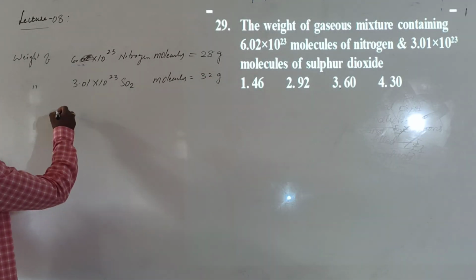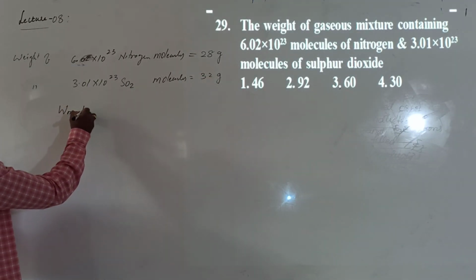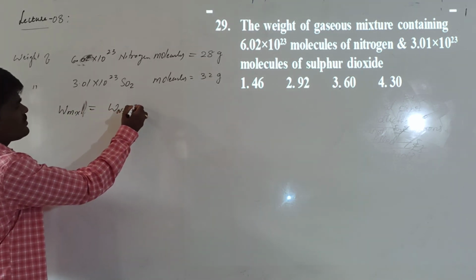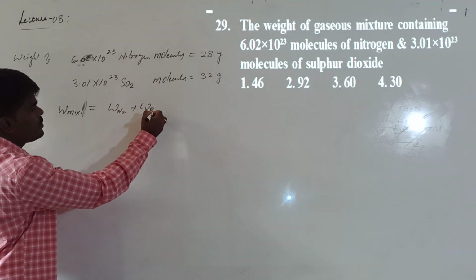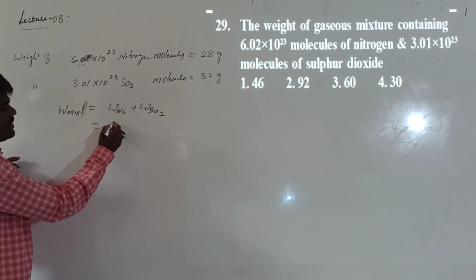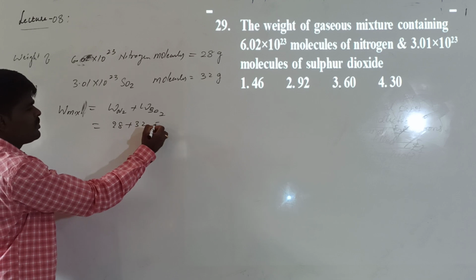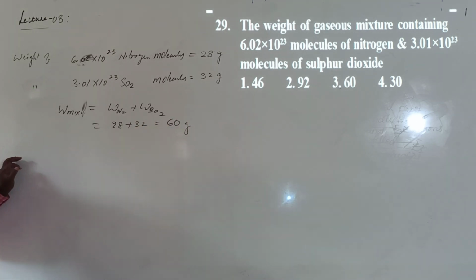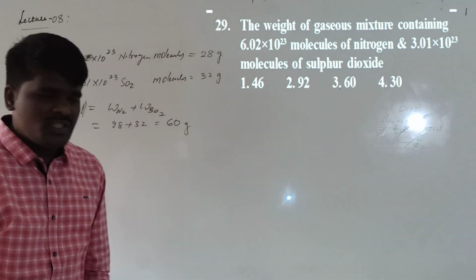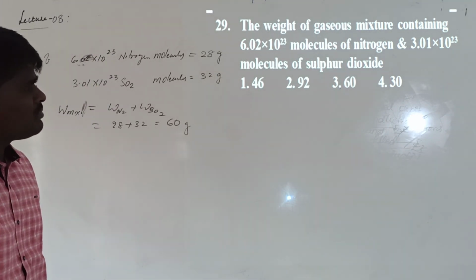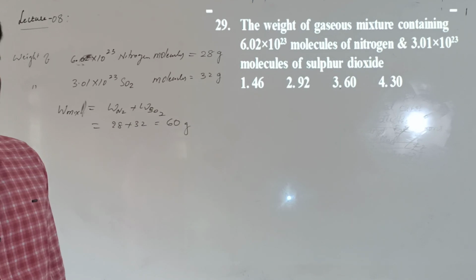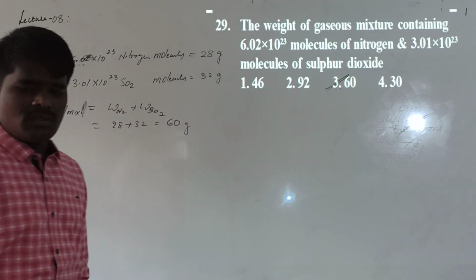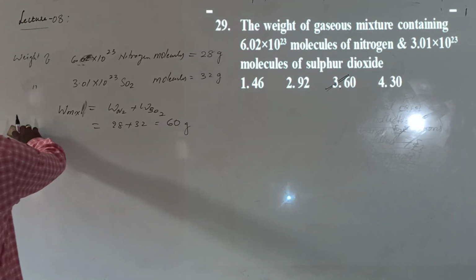So he is asking the weight of the mixture. The weight of the mixture will be the weight of N2 plus the weight of SO2. 28 plus 32 comes to 60 grams. So the weight of the gaseous mixture containing 1 mole of nitrogen as well as half mole of sulfur dioxide comes to 60 grams. Hope it is clear.